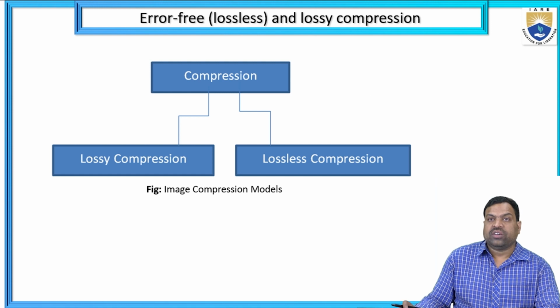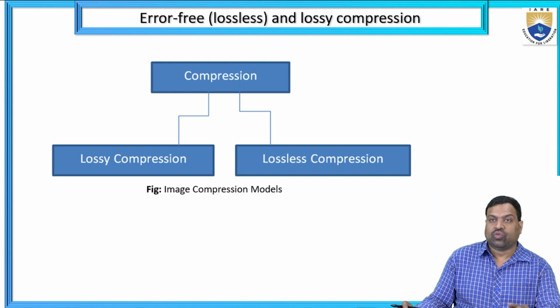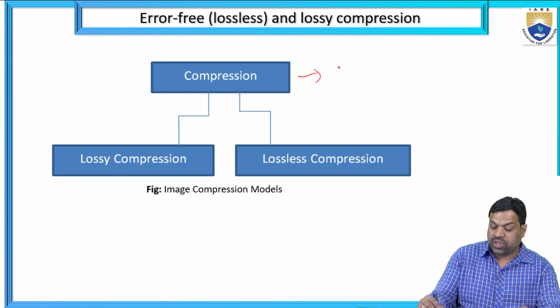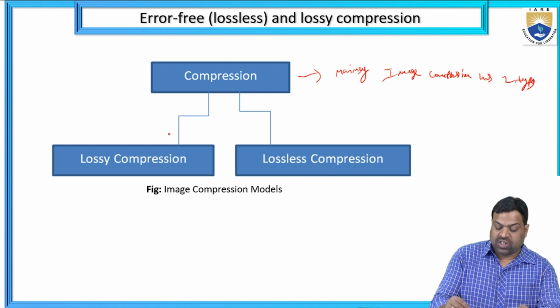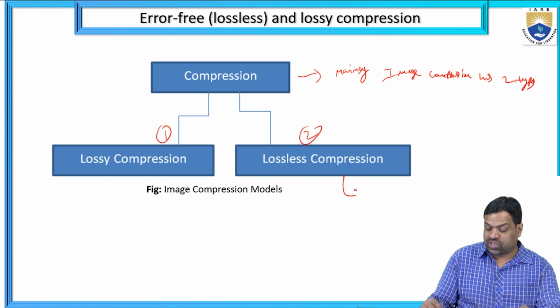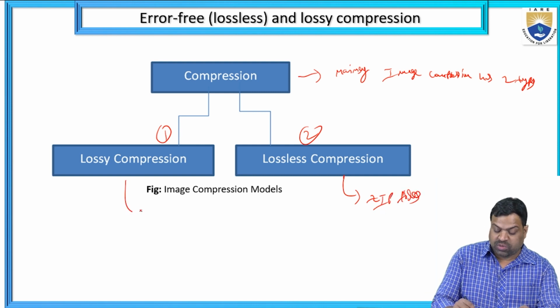So majorly, lossy and lossless compressions are the two types under image compression. Mainly, image compression has two types. First one is lossy compression. Second one is lossless compression. The best example of lossless compression is zip files, and of lossy image compression is JPEG files.